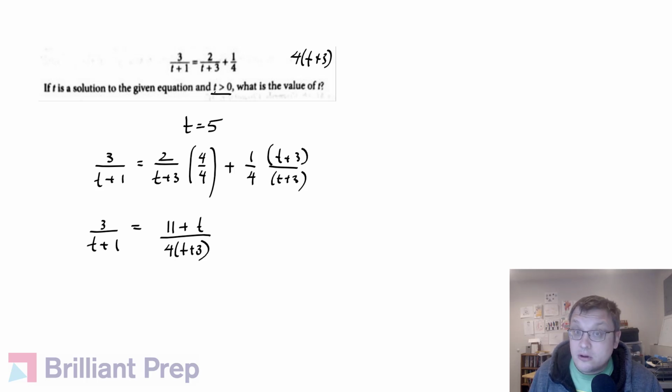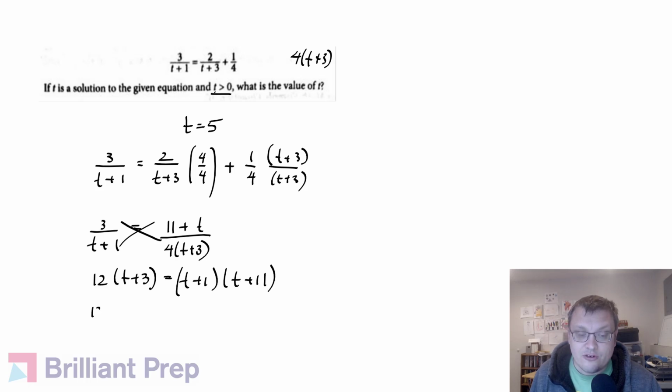All right, so now the reason why I wanted to do it this way is I can just cross multiply, and I don't actually have to worry about getting a common denominator with this guy because I can just multiply across. So let's cross multiply: 12 times t plus 3 equals, so I'm going to write this out this way, t plus 1 times t plus 11. So I'm going to get 12t plus 36 equals, I have to FOIL this, t squared plus t plus 11t plus 12t plus 11. Oh, cool. The 12t's cancel. That makes things easy.